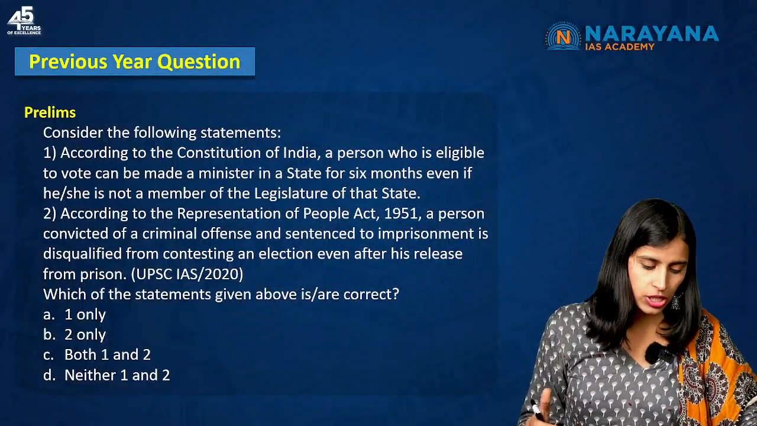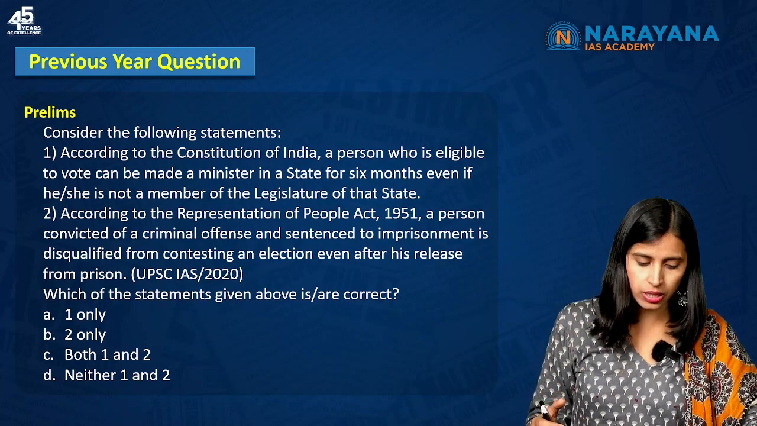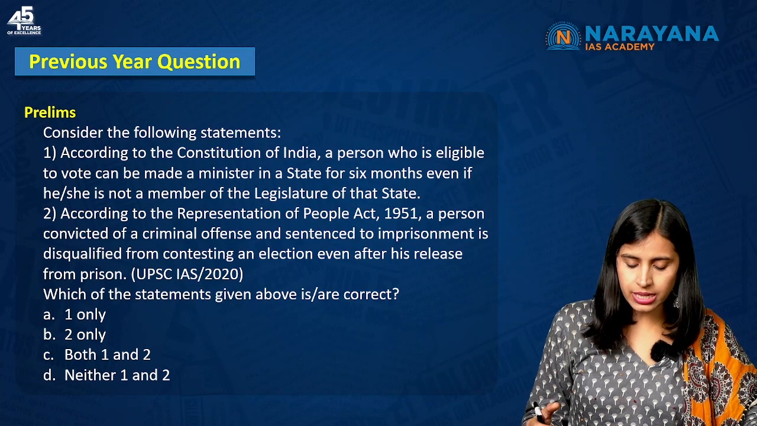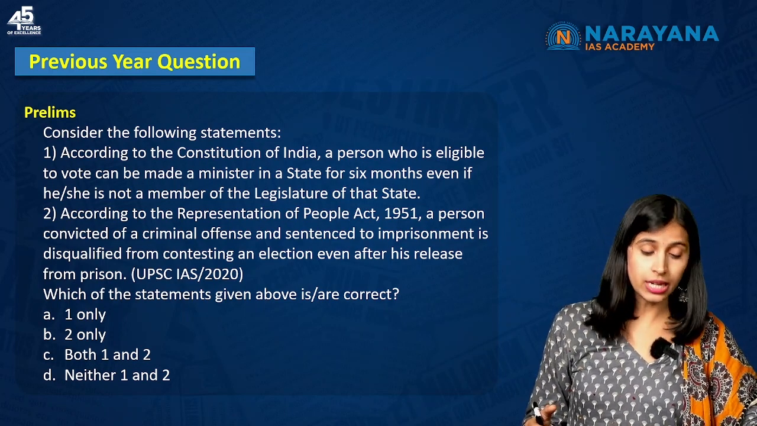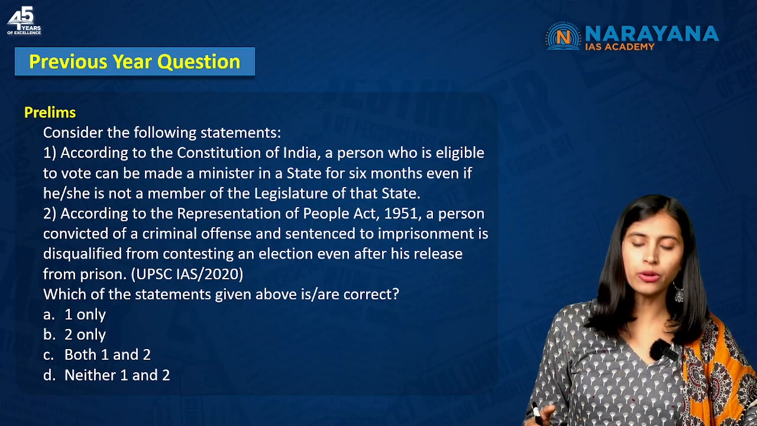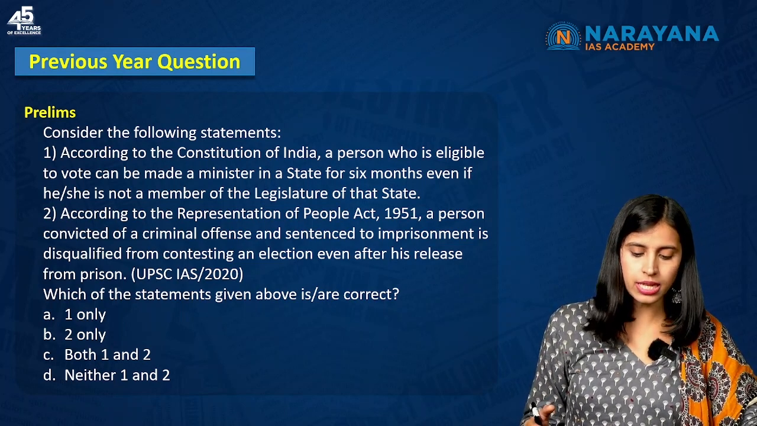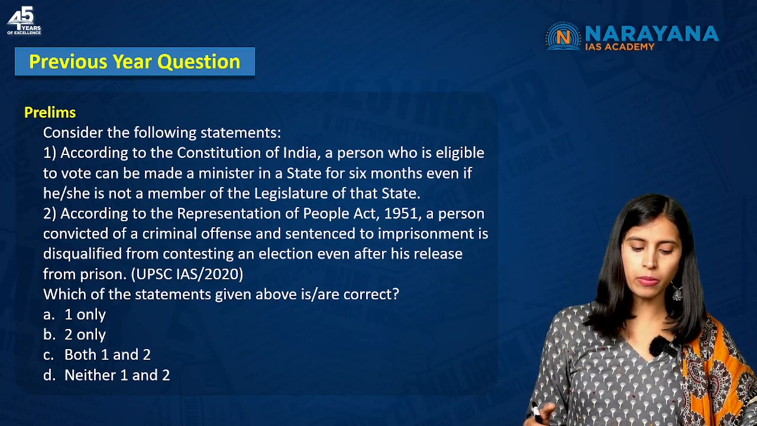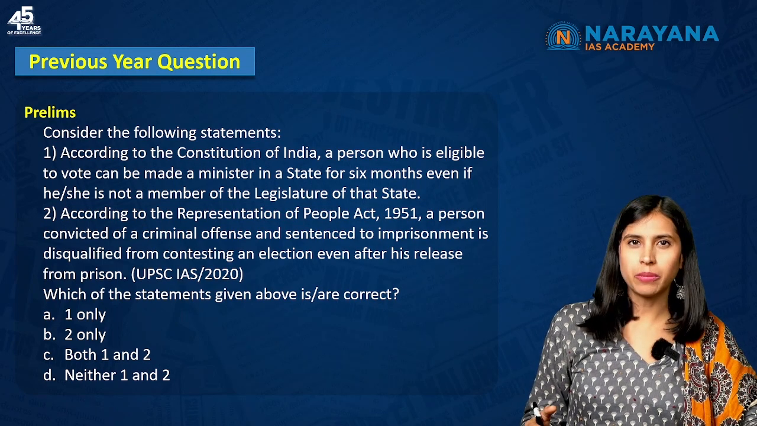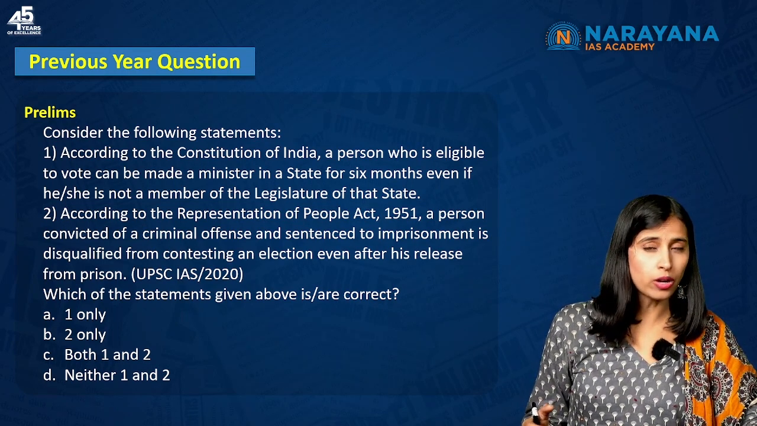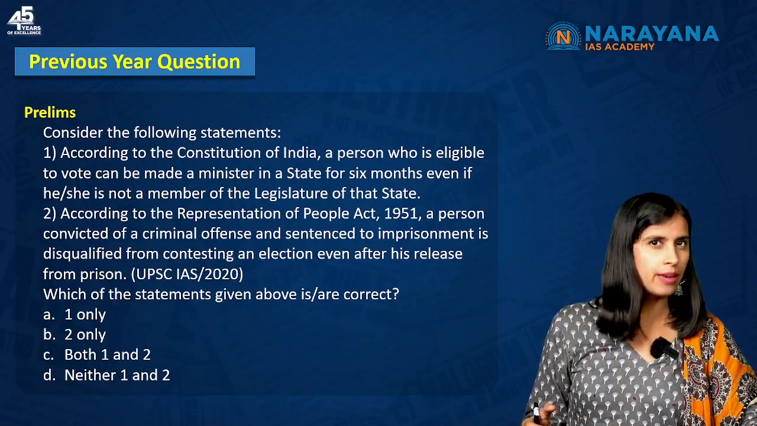You can see the previous year question, where it is stated that according to the Constitution of India, a person who is eligible to vote can be made a minister in a state for 6 months even if he or she is not a member of the legislature of the state. The second statement says that according to the Representation of People Act 1951, a person convicted of a criminal offence and sentenced to imprisonment is disqualified from contesting an election even after his release from prison. So these are the two statements, and you need to identify which one or either of them is correct or not correct. So just take a pause and think about it.